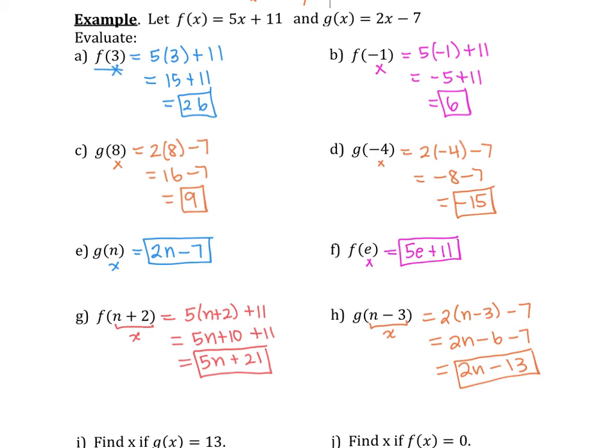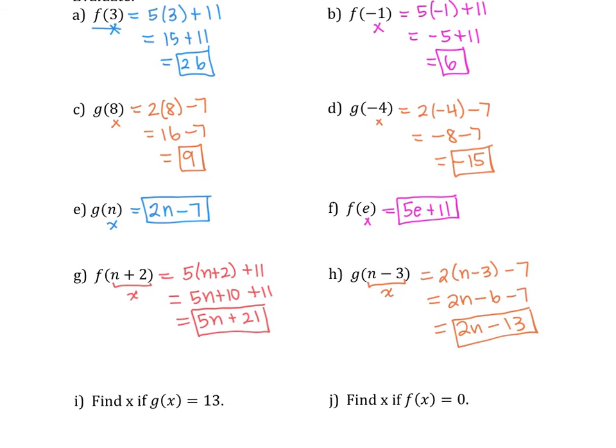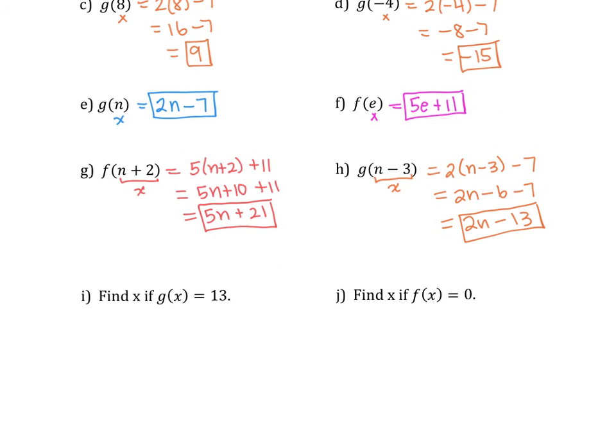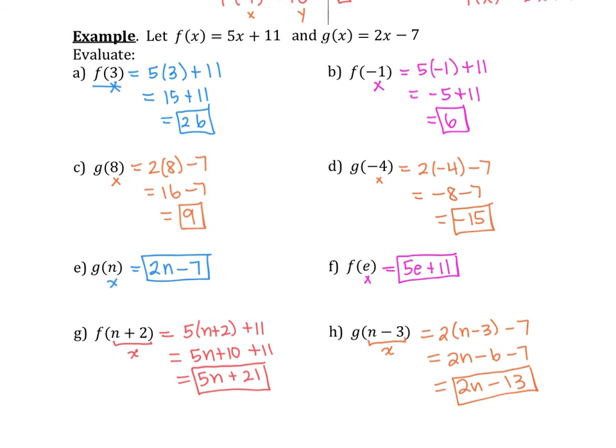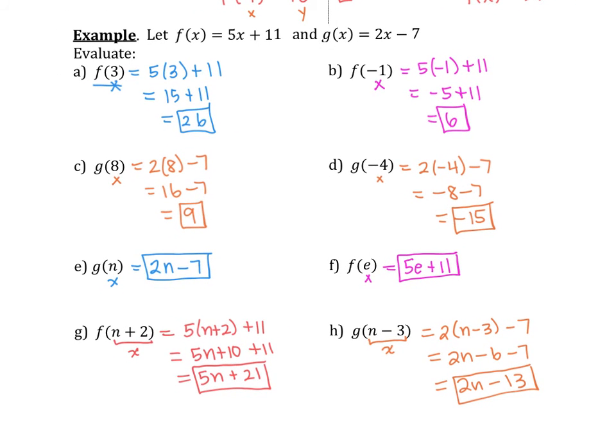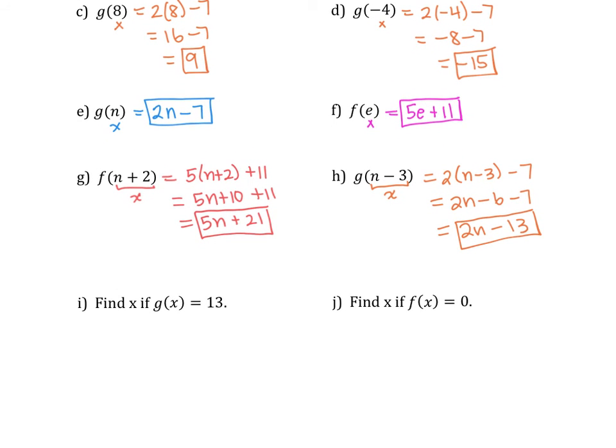Okay, the last thing we might do with function notation is to find x when you set g of x equal to something. In this case, for I, it says find x if g of x equals 13. They don't tell me what x is. I want to leave the x in the equation, but I do want to see what the g of x equation is. Let me go back to see what the g of x equation was. The g of x equation is 2x minus 7. So where the g of x is, I'm going to change it to 2x minus 7.